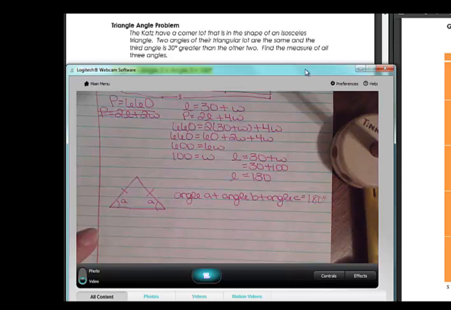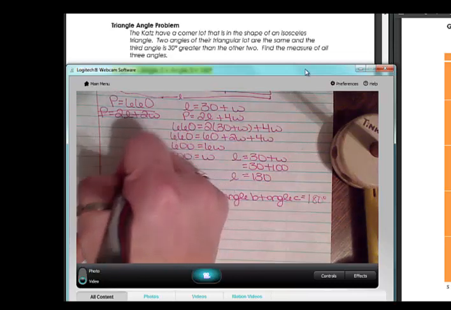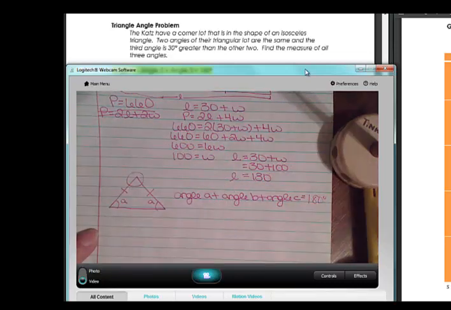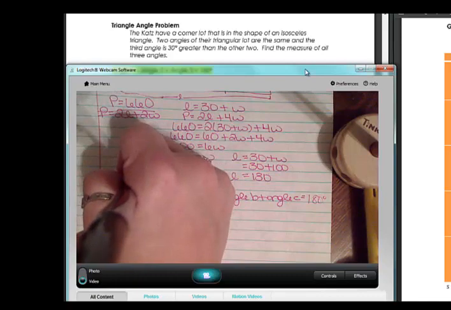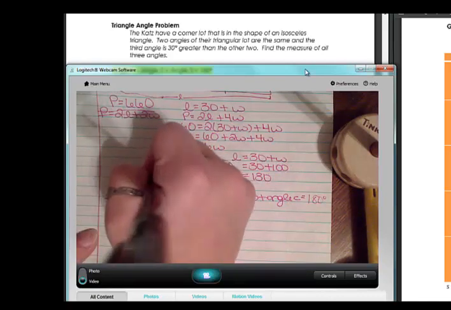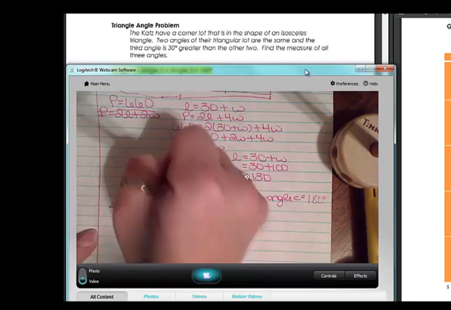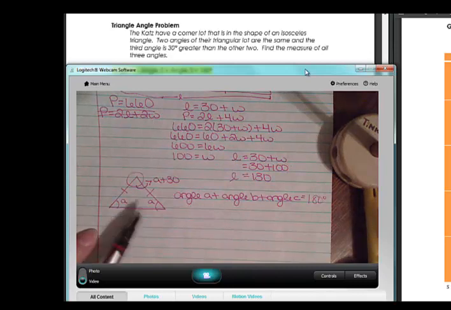So we need to figure out what this angle up here is. And it tells us that the third angle is 30 degrees greater than the other 2. So that means this angle in here is going to be A plus 30. It's going to be whatever the measure of one of these angles is plus another 30 degrees.